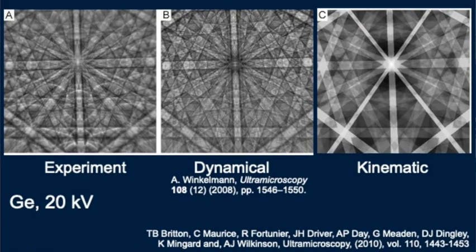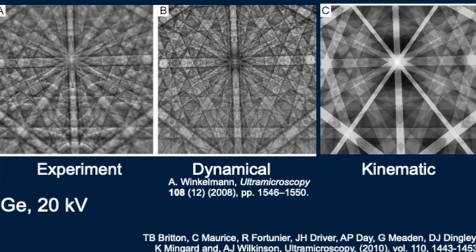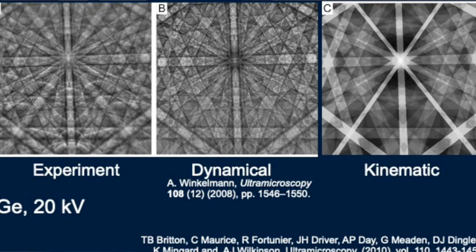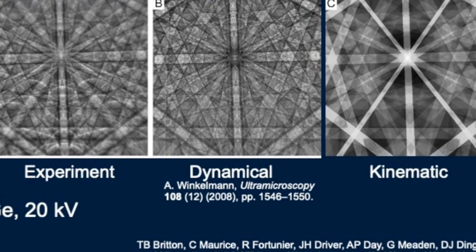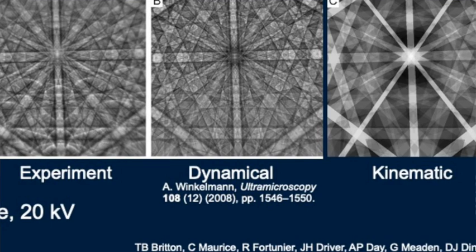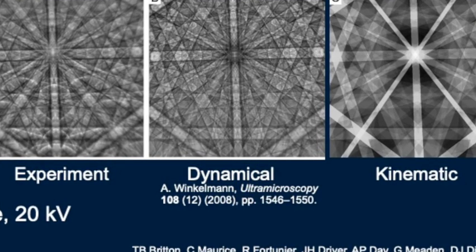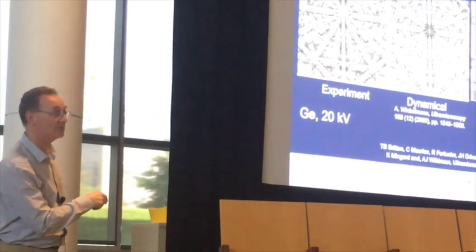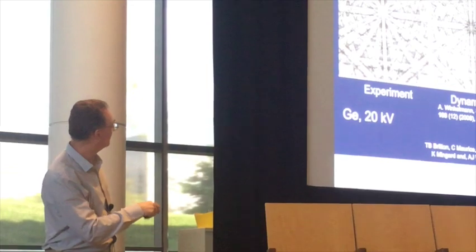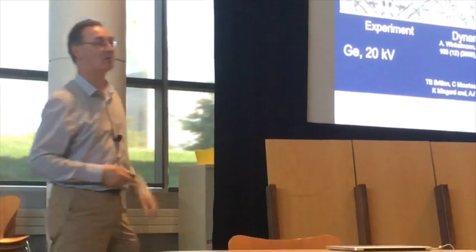So we looked at this with Claire Maurice and others at Saint-Etienne. Here's an experimental pattern from germanium. Here's a dynamical simulation that comes out of Wilkinson's code. And here's a kinematic simulation. And I think visually you can see that these two look kind of similar. Well, it's got the right bands in it, but it's not really got a proper match.